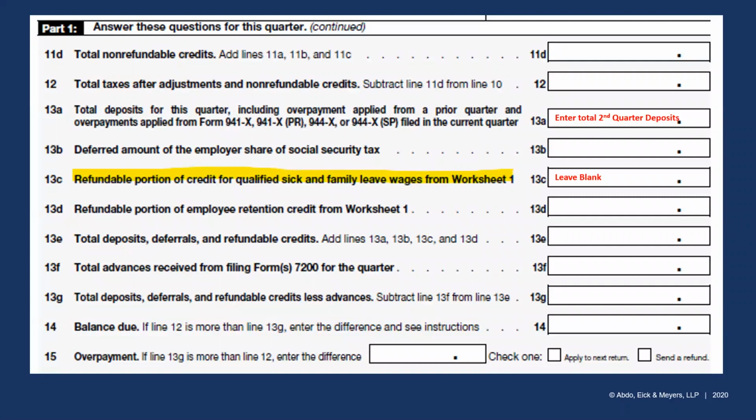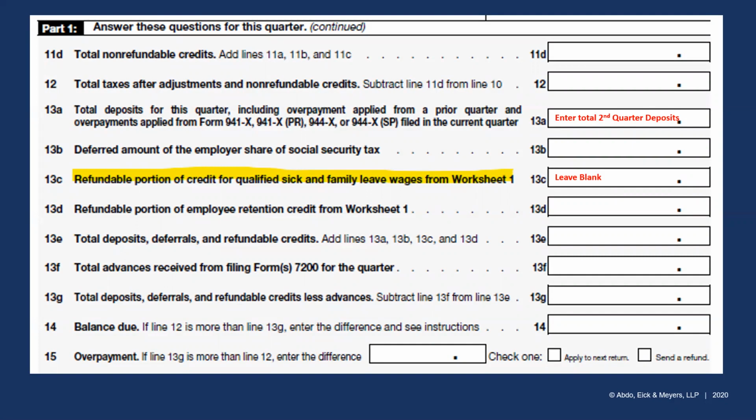So as you move on to the second page of the Form 941, Part 1, it is some familiar fields with some additional fields thrown in for some of these credits. So just important to note that you're going to back into the total taxes after adjustments, which is line 12. That's something that we've been using before, but it also takes into account those non-refundable credits now, which government employers aren't going to be entering into that line. Line 13A is just your total tax deposits for the quarter. So you'll want to make sure you're entering all second quarter deposits.